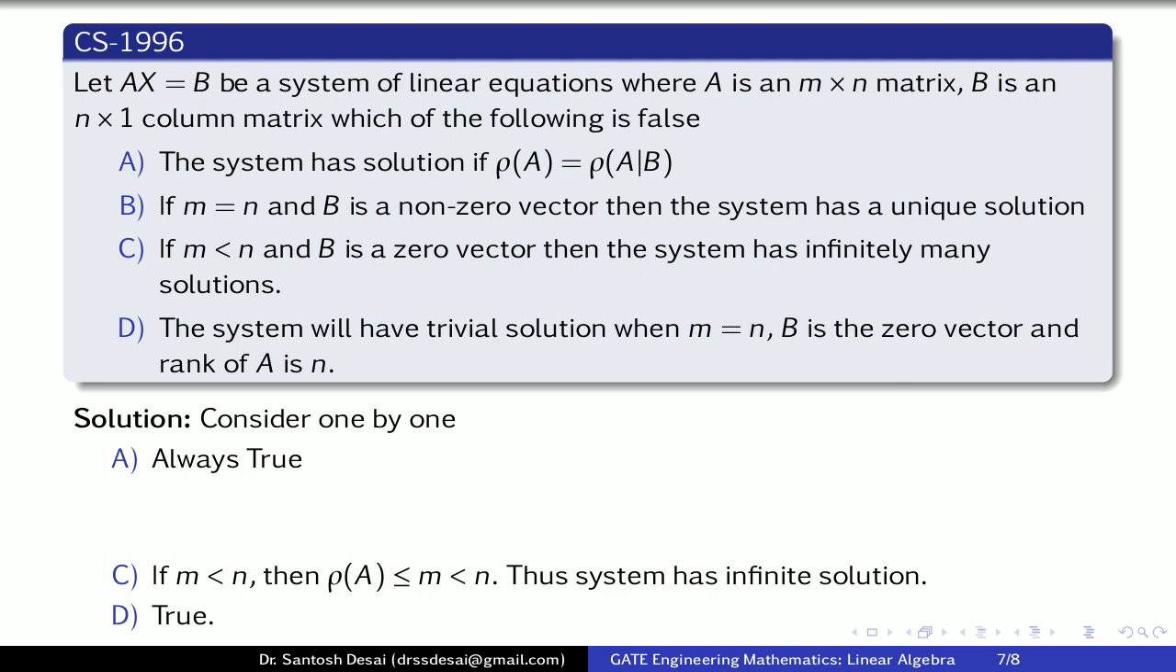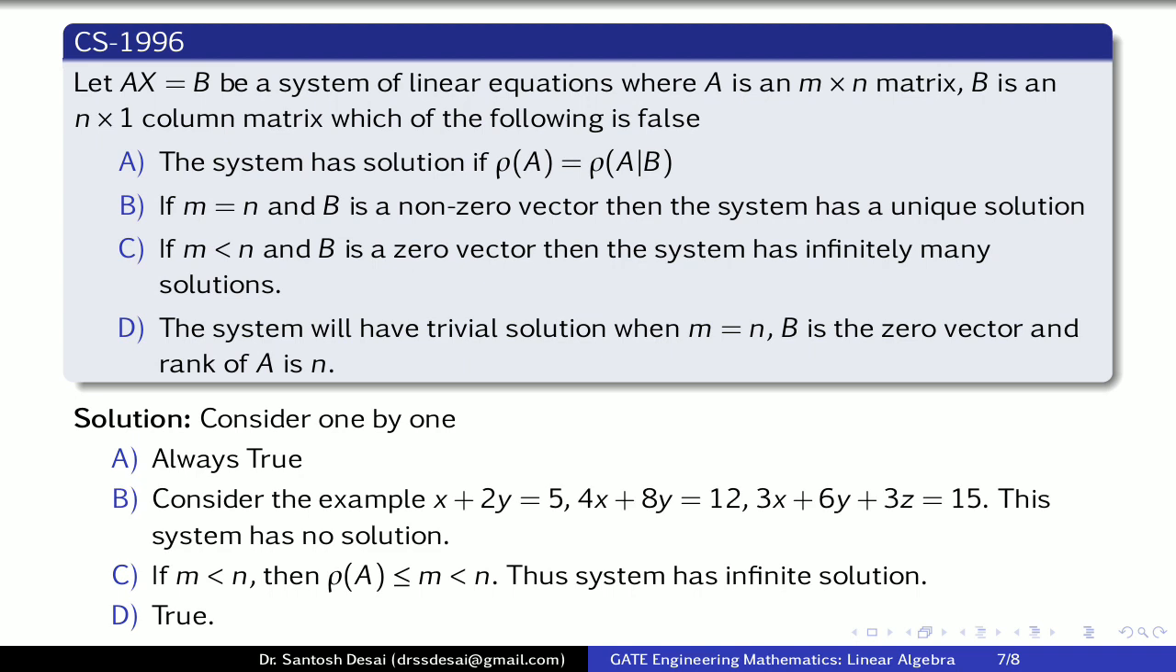The system will have trivial solution when m is equal to n, B is a zero vector and rank of A is n, that we have already seen. So here rank of A is n, that means determinant of A is not equal to 0 and therefore the system will have a trivial solution, and hence all these A, C and D are true. So therefore the false statement is option B. Now for this one can check this example which you have solved in the previous video.